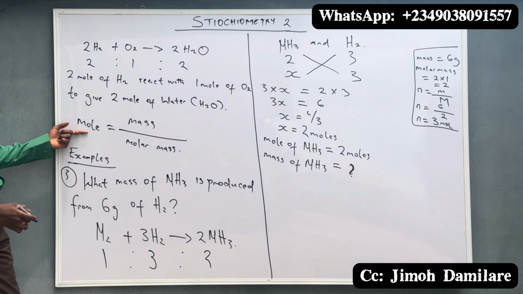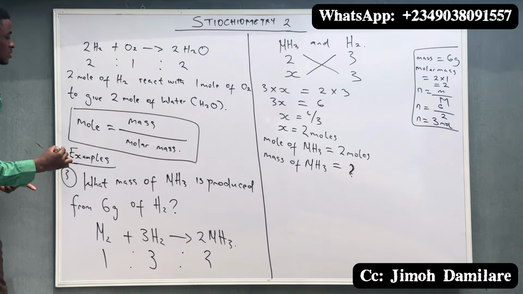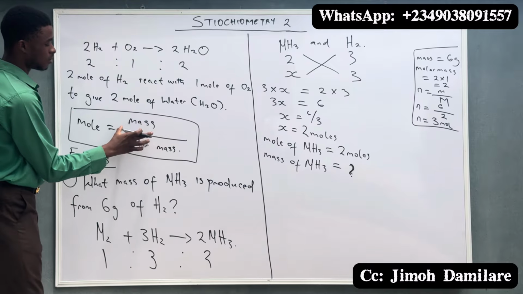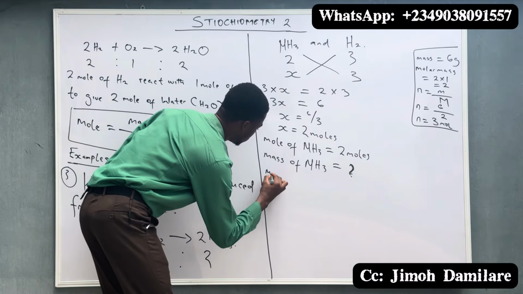So we have to use this formula. This is where this formula comes in. So you can see the formula is very, very important. So we have gotten our mole, but we don't know our mass. So we have to find the molar mass of ammonia.